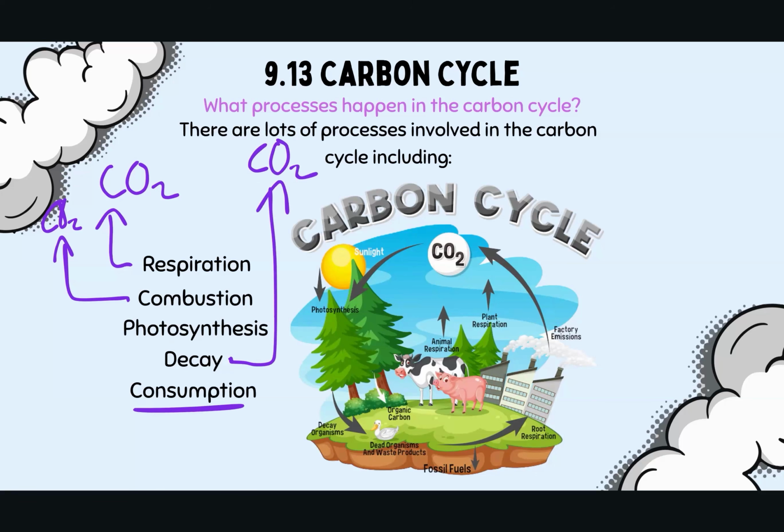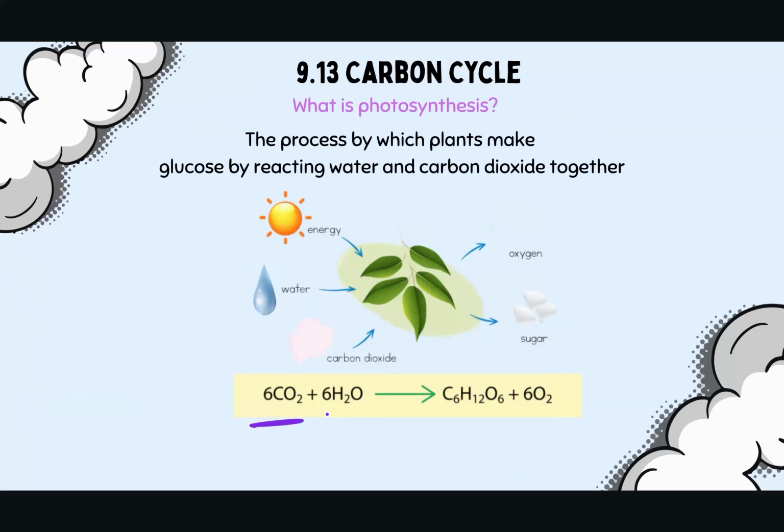Consumption just refers to the fact that when we eat something, we transfer carbon atoms from the thing that we just ate to ourselves. Now, all these different processes put carbon dioxide in the air, except photosynthesis, which takes carbon dioxide from the air. It'll react the carbon dioxide with water, taking energy from the sun to release glucose and oxygen.